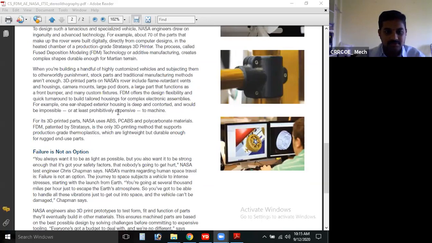For example, one ear shaped exterior housing is deep and contoured and would be impossible to machine. This is one of the parts, the ear shaped exterior housing. This is the name of the part. So this part has a deep groove and contour. Contour means a special shape in the component.